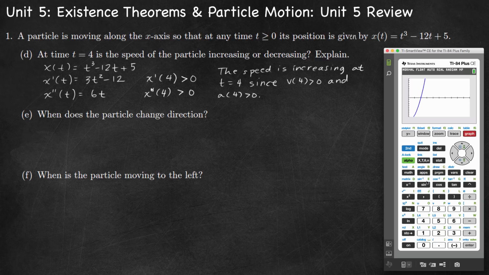So I'm looking to see where the velocity changes sign. It looks like that happens at 2, but it might not be exactly 2. If I hit trace 2, enter, it is exactly 2. So this velocity graph passes through the point 2, 0. That would be when my particle changes direction. And since the velocity is changing from negative to positive, the particle is changing from left to right.